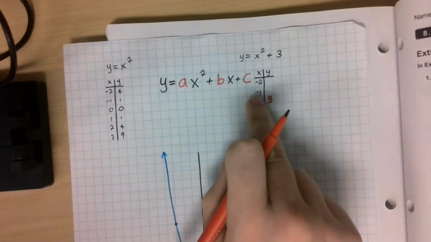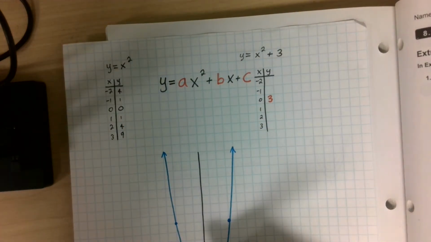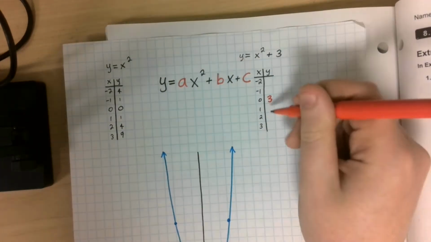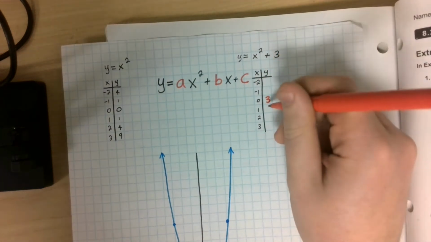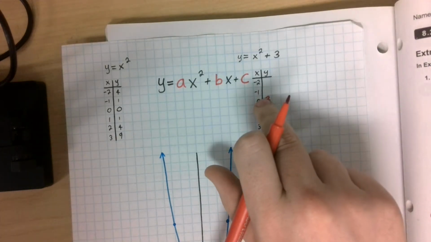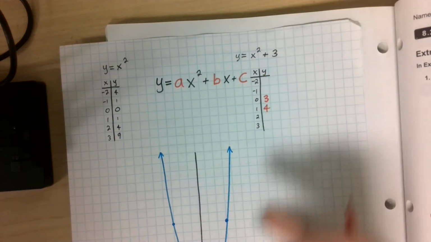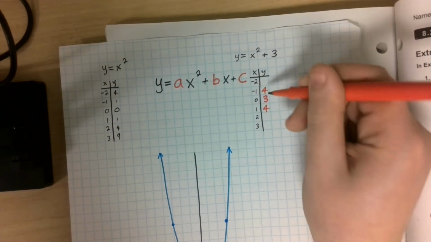Already we see a little bit of a change here. It went from 0, 0 to 0, 3. But let's see what else happens. If I plug in 1, 1 squared is 1, plus 3 is 4. And we know that since 0 is where our vertex is going to be, it's going to flip over to the other side. Negative 1 squared is 1, plus 3 is also 4.